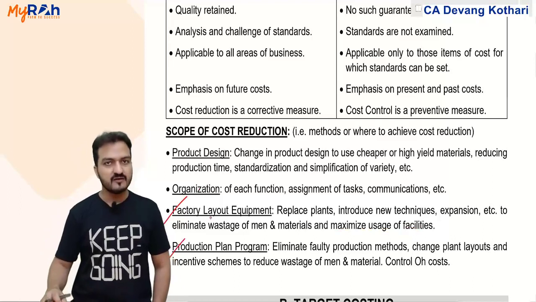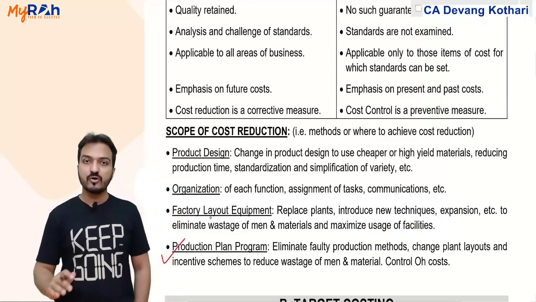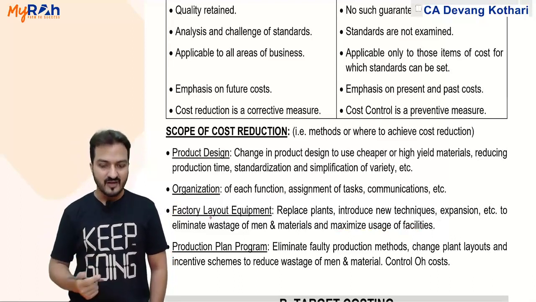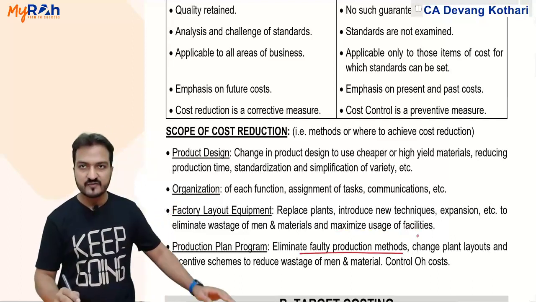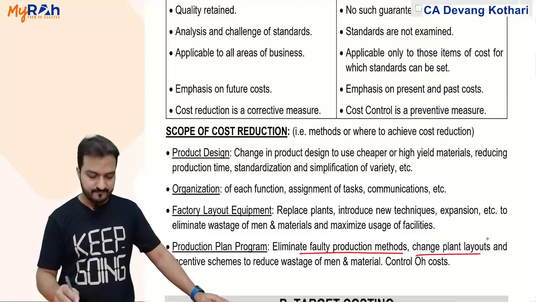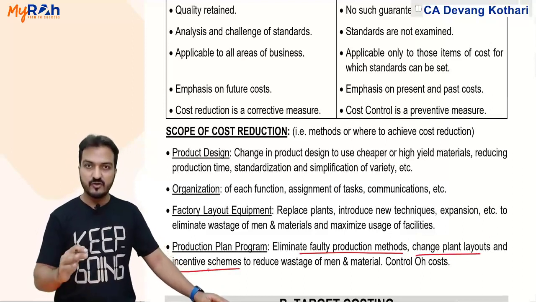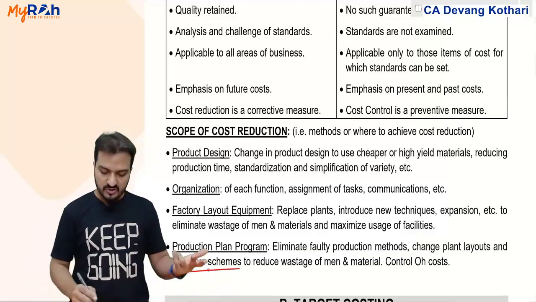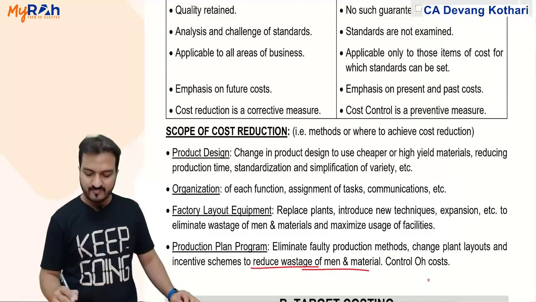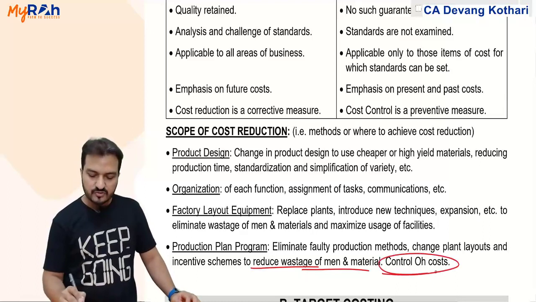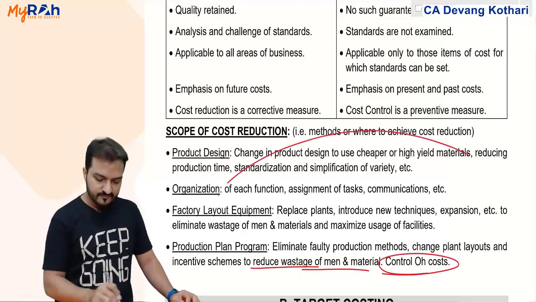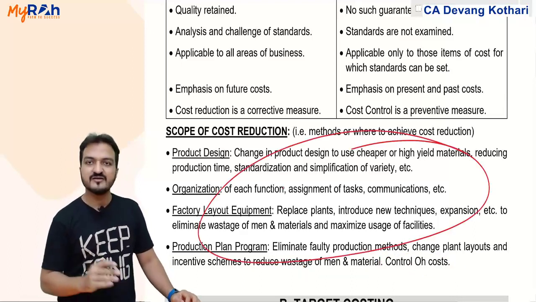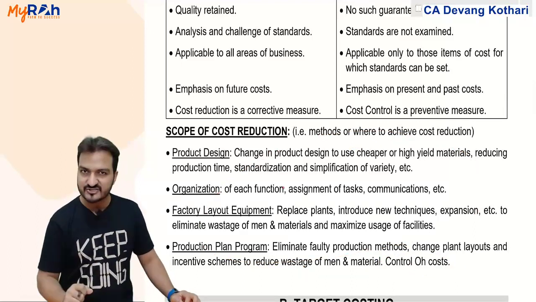And production plan program, you might also change your production plan in order to achieve cost reduction. Eliminate faulty production methods, change the plant layout. Incentive schemes: maybe you promote incentive schemes to the employees so that they produce more, so that there is a reduction in wastage of men and material, so that you can control the overhead cost. These are the ways how you can decrease the cost. This was my basic introduction in the chapter.